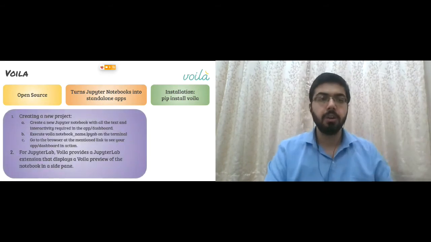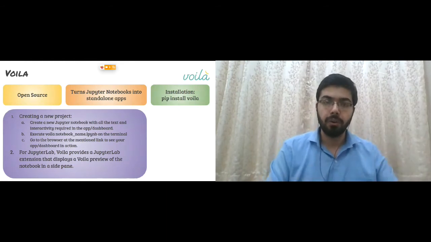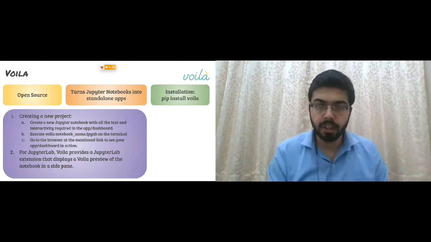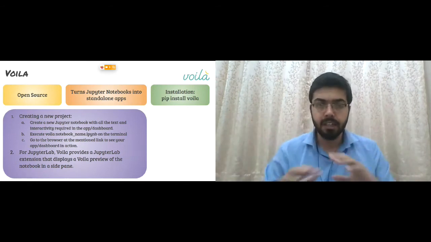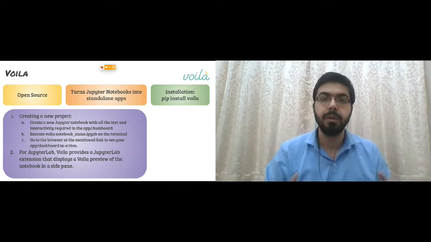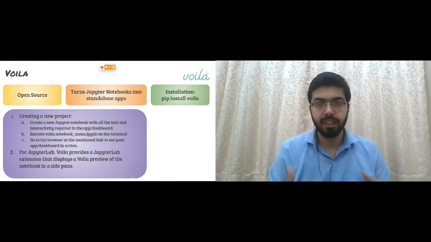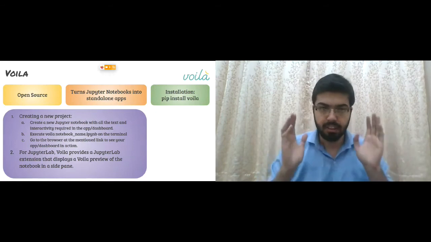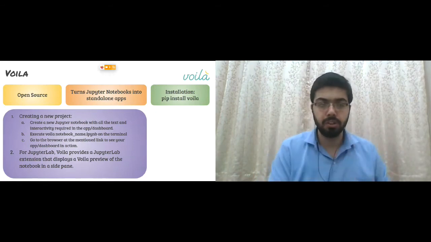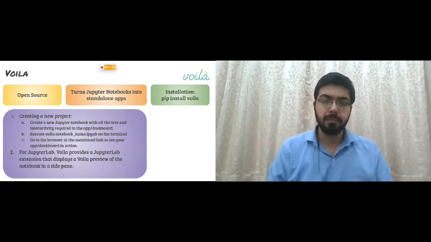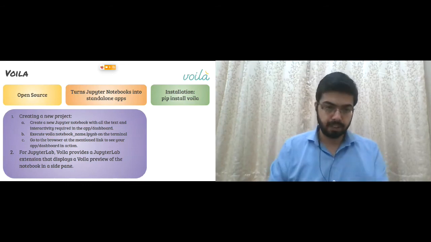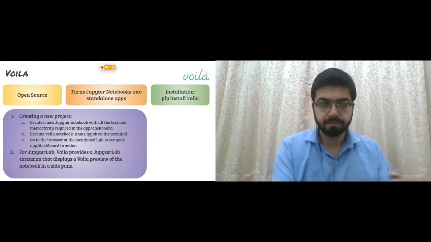So how do you create a new project? This is a bare bones walkthrough of how you can create a Voila project. You create a new Jupyter notebook with all the text and interactivity required in the app or dashboard. Jupyter Notebook or Jupyter Lab is part of the Project Jupyter ecosystem, which serves as a kind of IDE where you can write code and see your results. You create a Jupyter notebook with all the text and interactivity that you want, and that's it, you're done. After that, you go to your terminal, say voila, write the name of your notebook.ipynb, and hit enter. It gives you a link that you can share with your teammates or your boss. It's as simple as that.